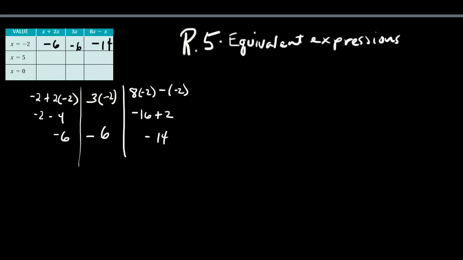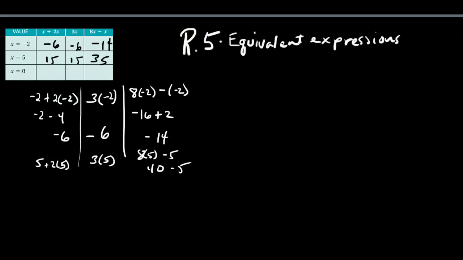Let's try it with 5. If we use 5, then 5 plus 2 times 5 is 15. And 3 times 5 is also 15. And let's see, 8 times 5 minus 5 is 40, minus 5, well, that's 35.